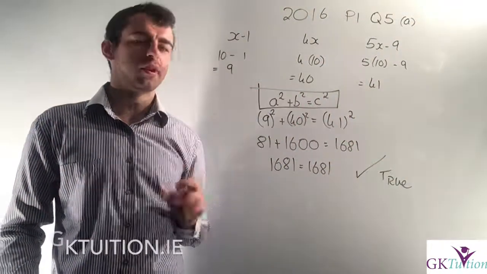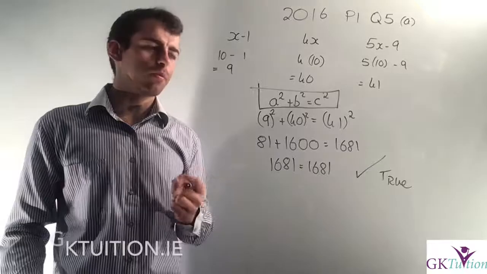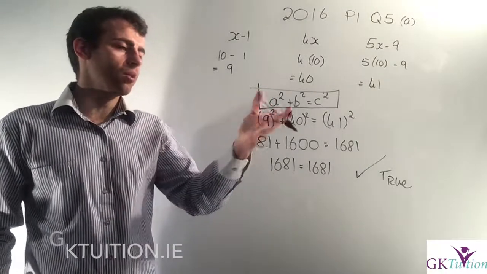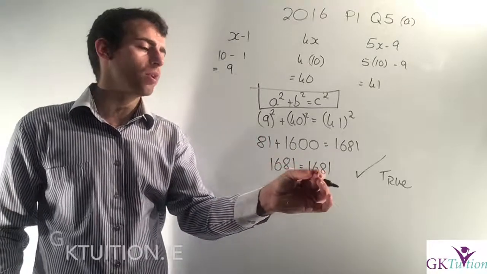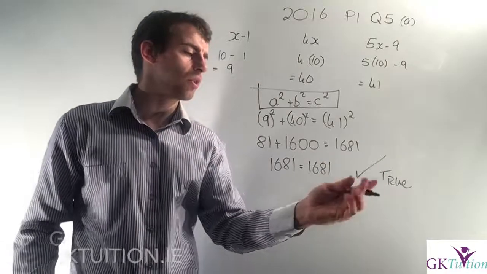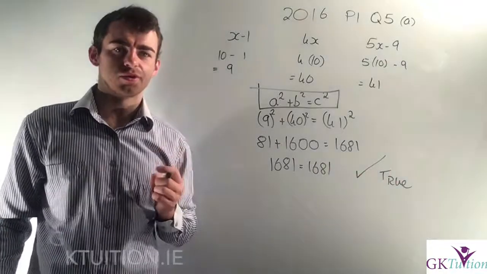A squared plus b squared equals c squared. So to prove they form a Pythagorean triple, I just sub into this, and they should end up as the same thing. So you'll notice when we sub in, we end up with 1681 equals 1681. Again, we were asked to verify, so make sure you conclude. I put a tick beside it and say that it's true.